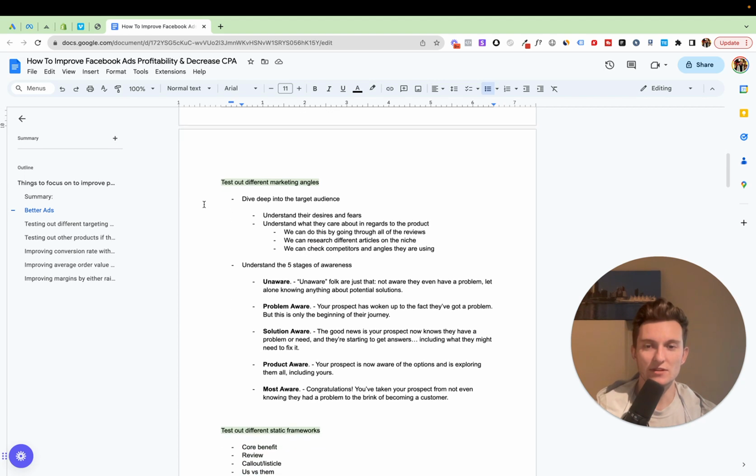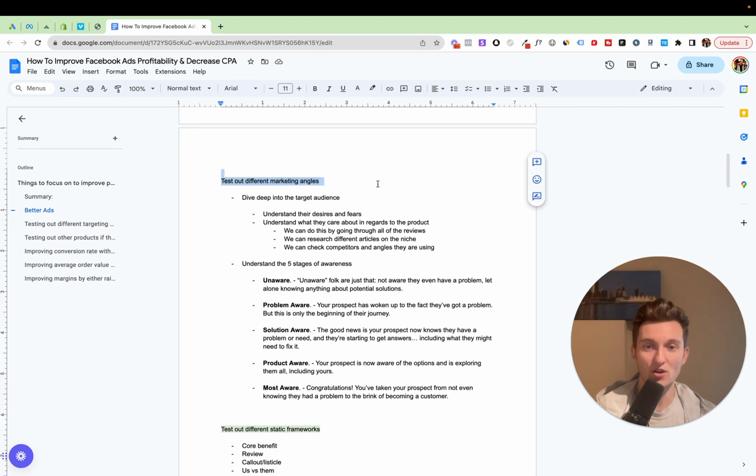Then number 3 here is making sure you're testing out different marketing angles, which is really important. Obviously, that comes down to doing the research and really understanding the target audience. You want to understand their desires and fears, and what they care about in regards to the product. Basically, the way to find that out is going through all the reviews. And then you can also research different articles on the niche as well.